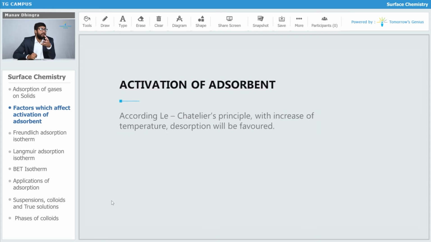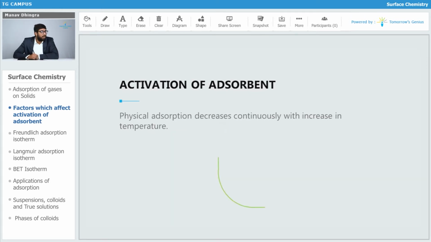According to Le Chatelier's principle, with increase of temperature, desorption is favored. So that is why we have understood physisorption is done at a lower temperature. If your reaction is exothermic and you are again giving it heat, the reaction will prefer to go in the direction where the heat is less. So that is desorption. Physical adsorption decreases continuously with the increase in temperature.